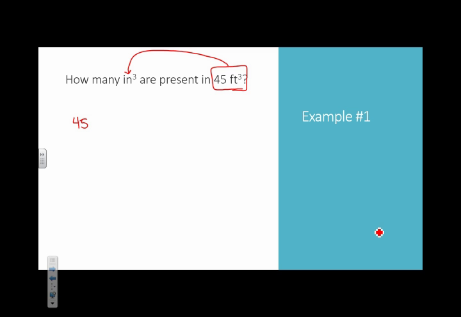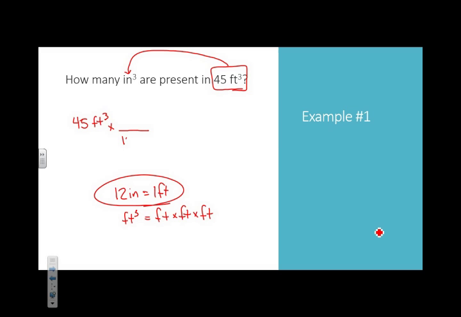So I'm going to start with the measurement that I've been given, and now I need to think about what I know about inches and feet. Well, we don't know how many cubic inches there are in a cubic foot, or maybe you do, but I don't off the top of my head. What I do know is that there are 12 inches in 1 foot. And I know that cubic feet is really feet times feet times feet. So I'm going to do this out the long way first and then show you a shortcut. I'm thinking about this in terms of I've got to cancel all 3 of those feet. So I'm going to take the conversion that I know and do it 3 times.